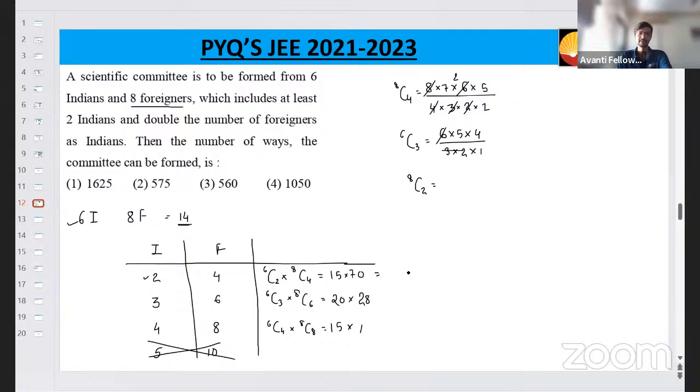So if we multiply this, it's 1050. Here it is 560, and here it is 15. So our final answer will be the addition of these. So the addition will be 1625. That is our answer. So 1625, it's option number 1. I hope it is clear, right?